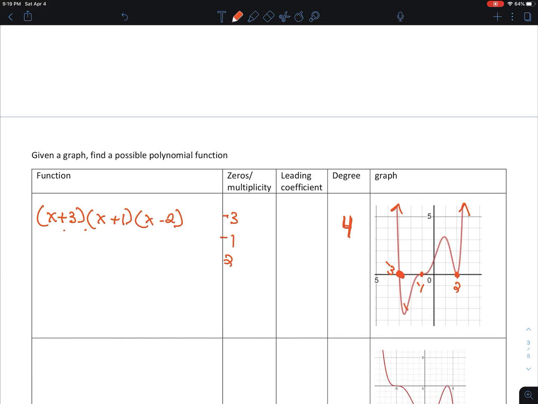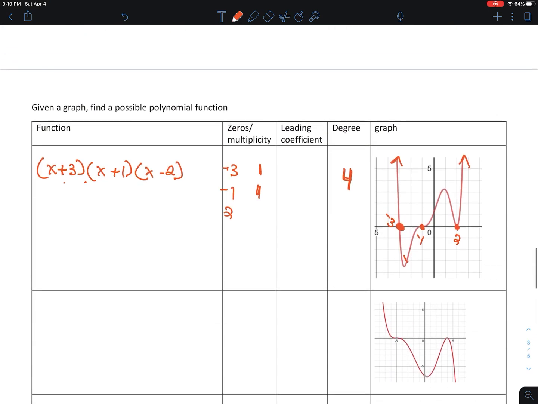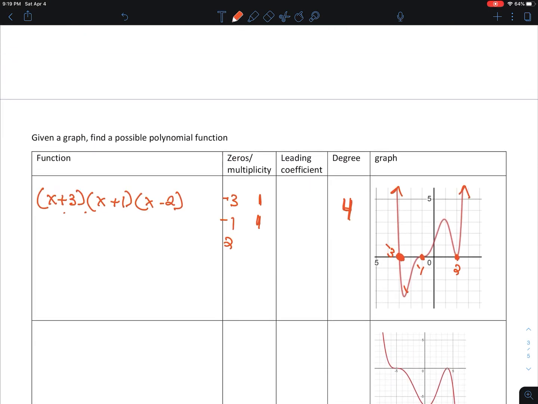So at -3, it goes through the graph. My multiplicity has to be odd, so I'm going to say it's 1. At -1, it also goes through that graph, so I'm going to say it's 1 as well, although I think it's probably 3, because it kind of slowed down there, but we're not going to talk about that here. And at 2, it bounced, so it has to have even multiplicity. So if we look at this, we can say that it's 2, 3, 4. It has to be at least degree 4. And our leading coefficient is going to be some positive number.